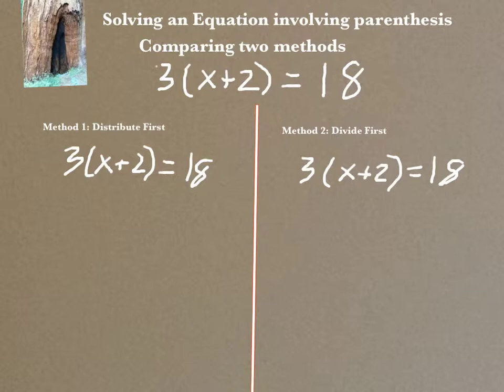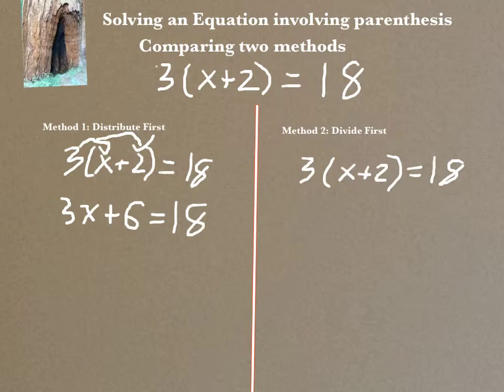So we're going to use the distributive property, which means that 3 is going to be multiplied by x and also by 2. Multiplying 3 times x is just 3x. 3 times 2 is 6. Therefore, we get 3x plus 6 equals 18.